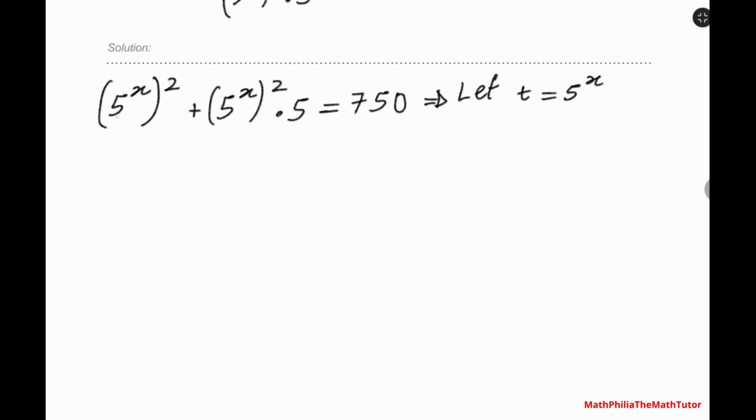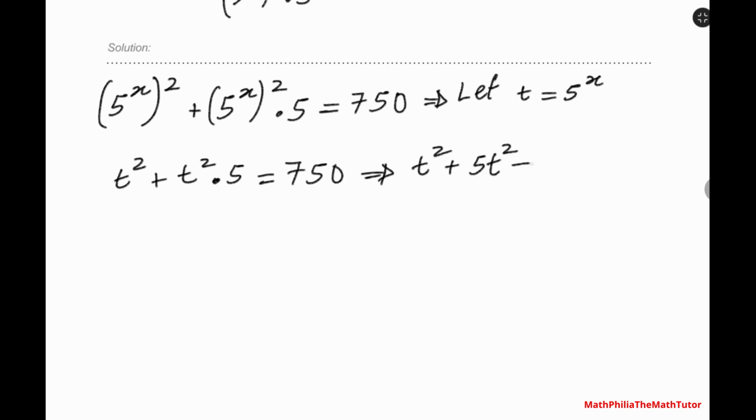Let's continue. So instead of 5 to the x, we have t, and then we have square here. So this is just t squared plus the same thing here. We replace that by t. We have t squared, but multiplied by 5 here, right? And this is equal to 750. Again, let's rewrite this. This is t squared plus, again, t squared times 5 is just the same as 5t squared, is equal to 750.